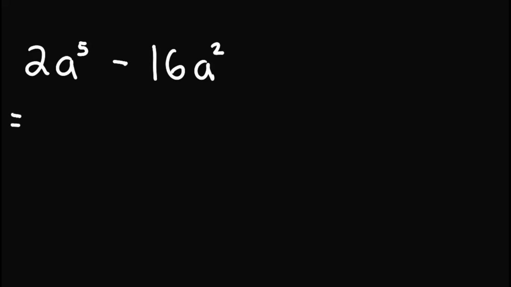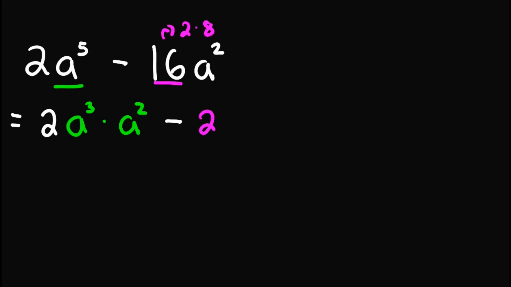Let's have 2a raised to 5 minus 16a squared. Now from here, note that we can write this one as first 2, then a raised to 5. We can split this one into a raised to 3 times a squared minus, note that we can split 16 into 2 times 8. So we'll have 2 times 8 out here times a squared.